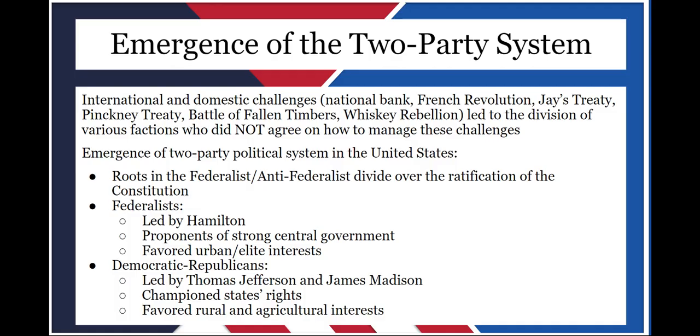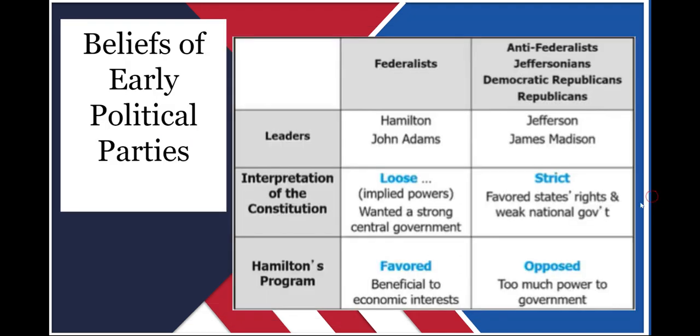So the Democratic Republicans are going to champion states' rights and say, no, the federal government has very limited powers and the state government should be in charge of most of it. And they favored rural and agricultural interests. So you can definitely see why a lot of southern states are going to be Democratic Republican. Okay, they're going to want to be worried about their own state-specific interests that they felt were not being served by those like Hamilton that had very urban interests. So they're really going to favor these more rural and agricultural interests.